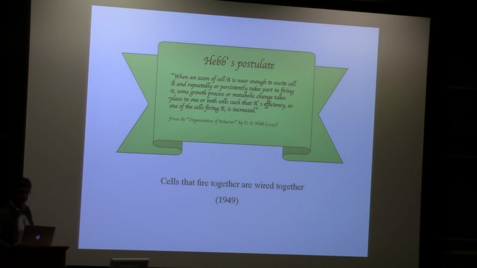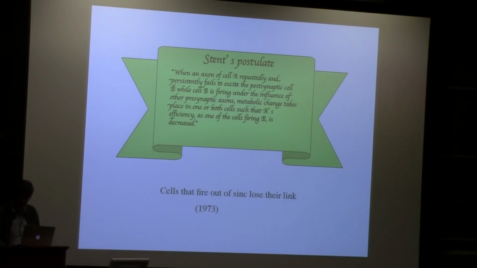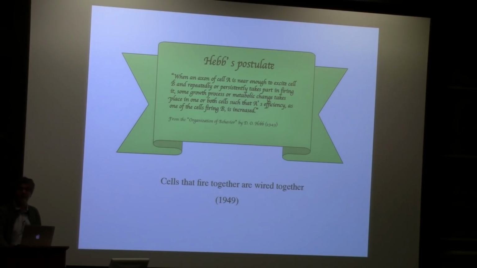So Hebb made a very famous postulate: when axon A fires and makes cell B fire, some process must happen, he didn't know what it was at that time, such that the next time cell A fires, its efficacy in making cell B fire will increase. That's called Hebbian association, and we will see that it actually happens. Interestingly, that was proposed in 1949.